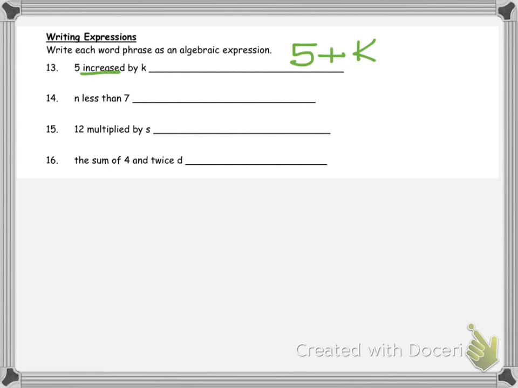Okay, the next one, number 14, n less than 7. In order to get less than 7, we have to start with 7 and take n away. N less than 7 should be 7 minus n. All right, number 15, 12 multiplied by s. 12 multiplied by s we can write as 12s. Remember, we don't need a multiplication symbol if it's a coefficient right next to a variable.